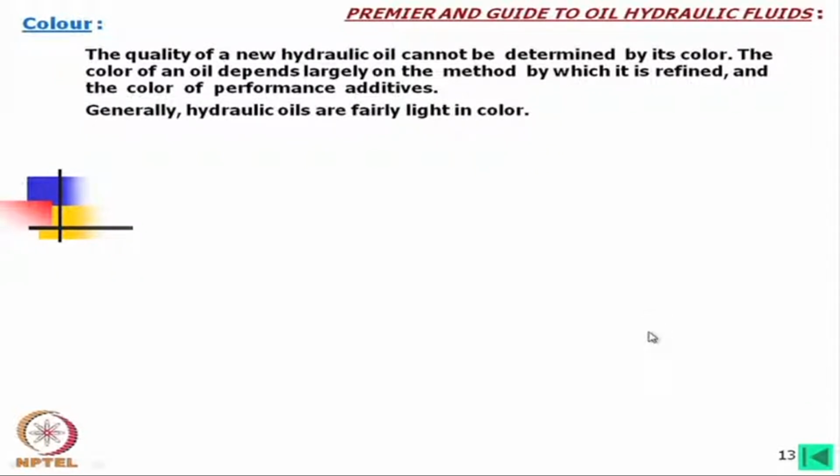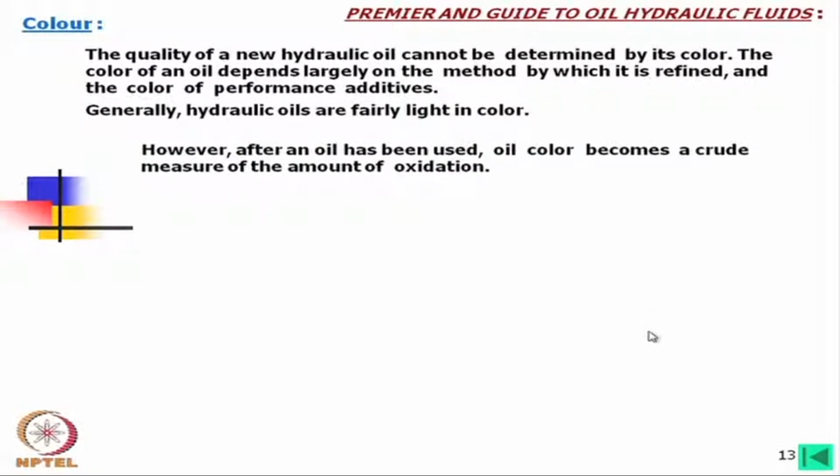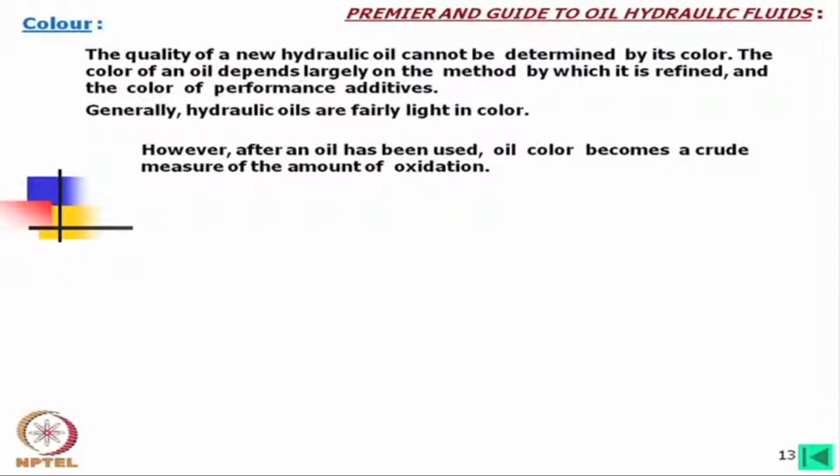Generally, hydraulic oils are fairly light in color. However, after an oil has been used, oil color becomes a crude measure of the amount of oxidation. It is like this: suppose you have a system and you know a particular type of oil is being used, so you know the color of the oil. Then while you are inspecting, say after 1 month, looking into the color of the oil, you can understand whether oxidation has occurred or not. An experienced person can say this much oxidation has occurred and we should reject this oil, looking at the color.